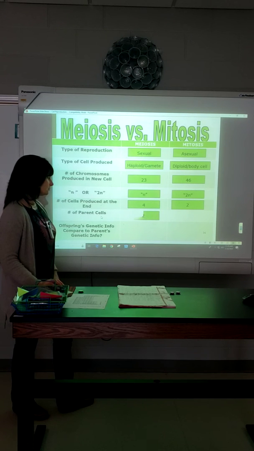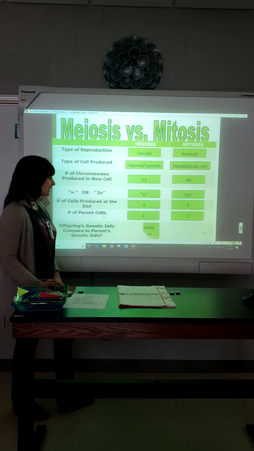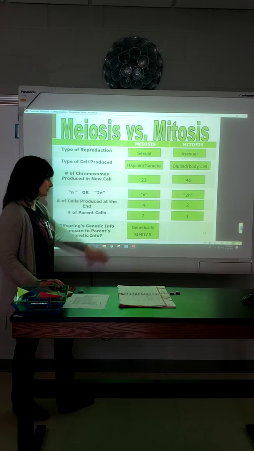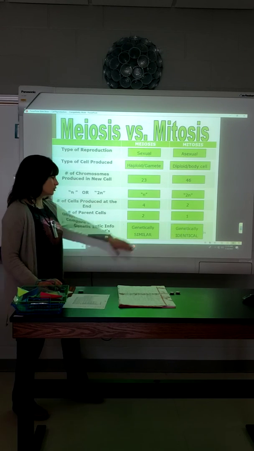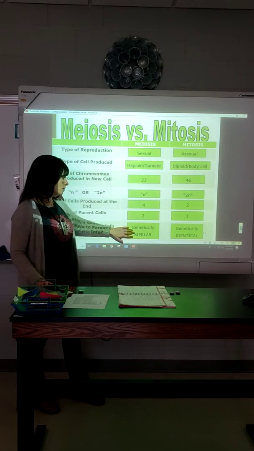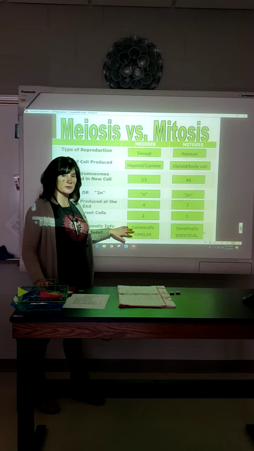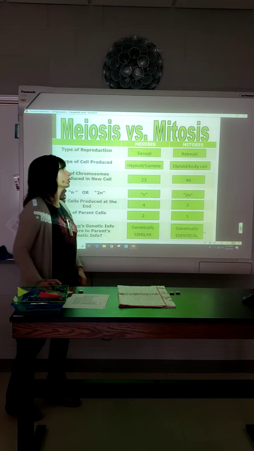Then 2 parent cells to 1 parent cell. And here are those key words again: genetically identical for mitosis, and genetically similar for meiosis. Genetically identical would be cloning. This is asexual reproduction, like budding and fission. Here's how most organisms that we're familiar with reproduce: they're just genetically similar.